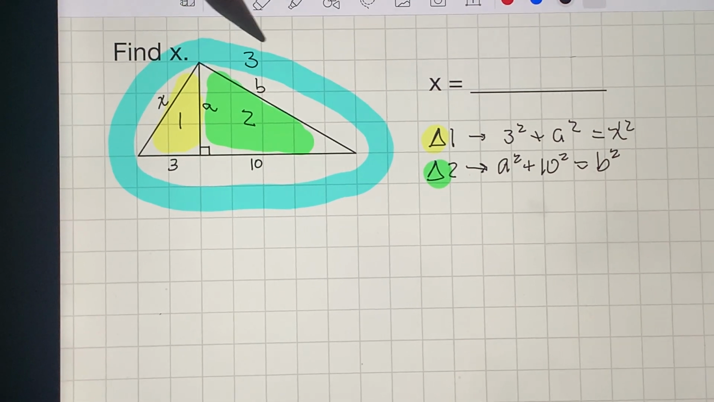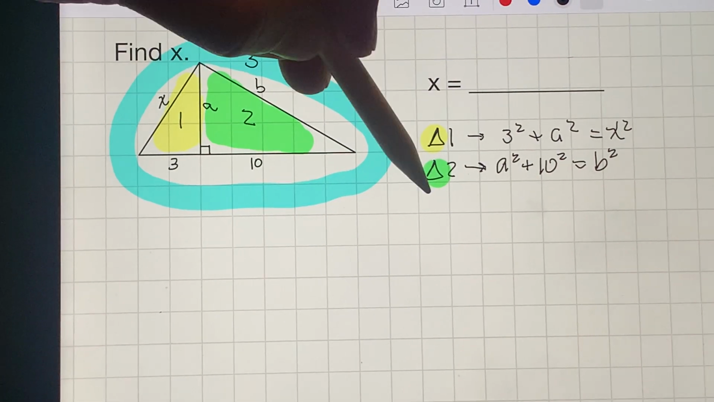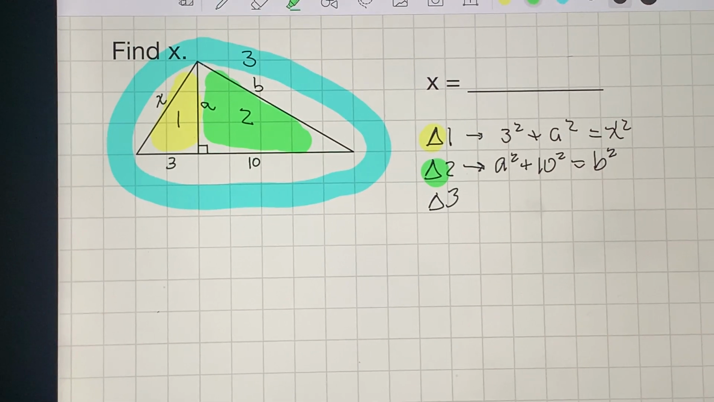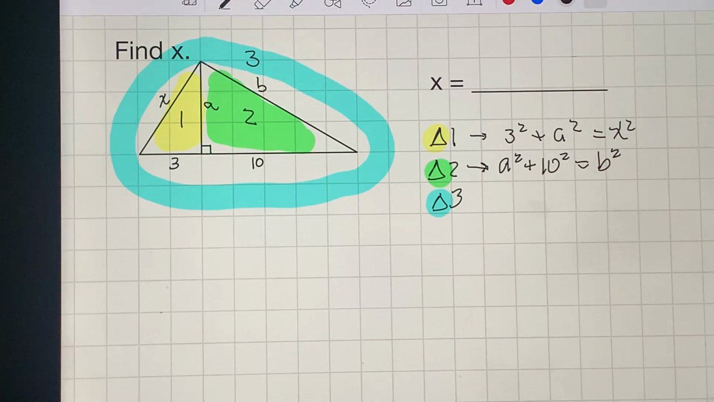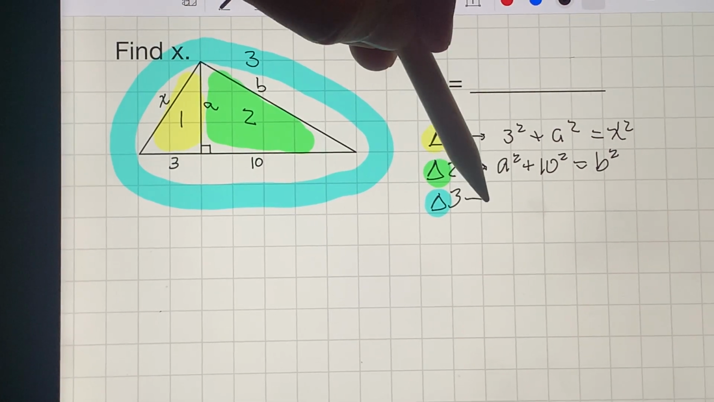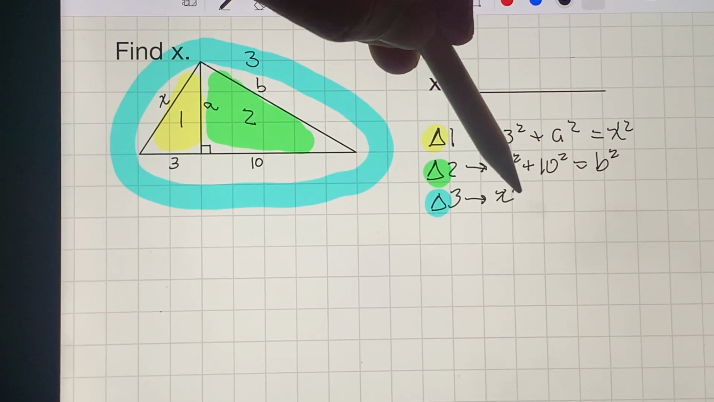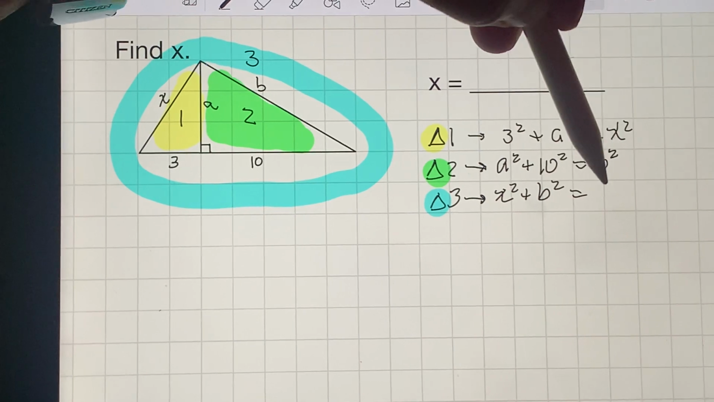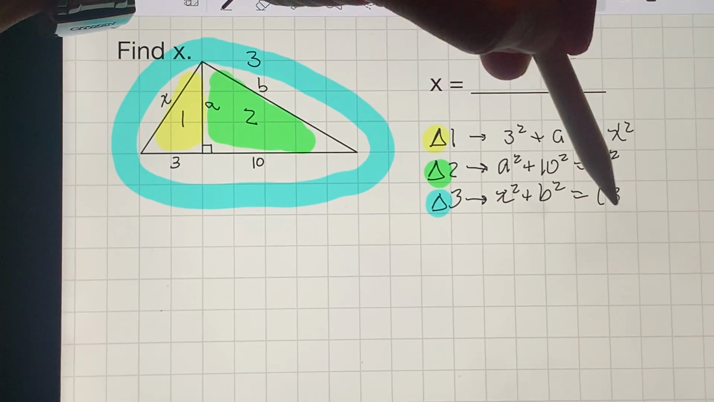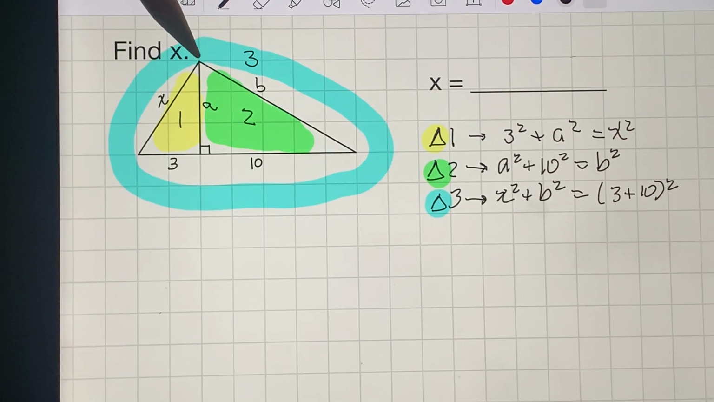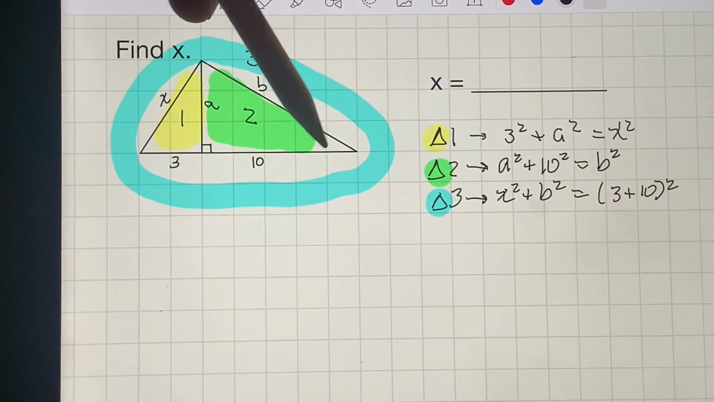And then I can take the third triangle and the third triangle says that x squared plus b squared equals 3 plus 10 squared. X squared plus b squared equals 3 plus 10 squared.